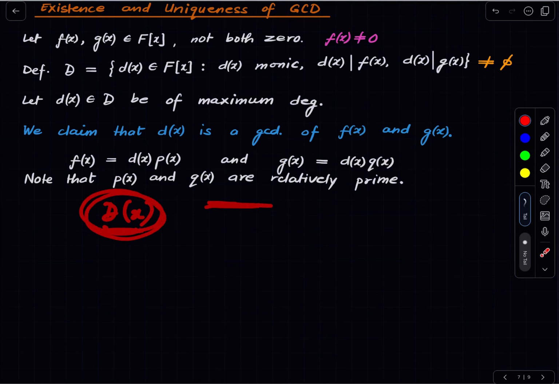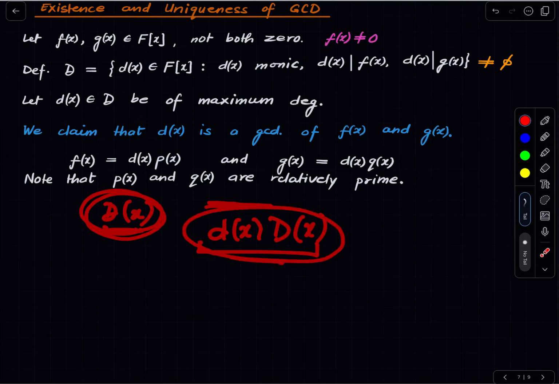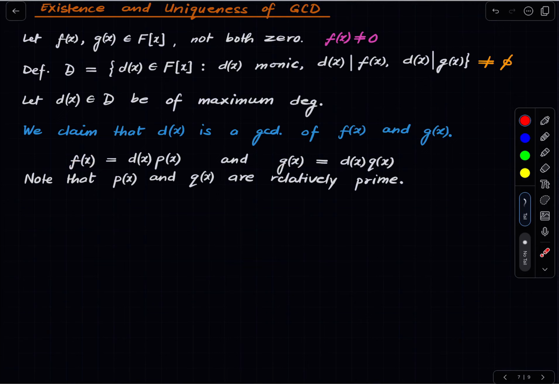You choose that as a monic polynomial, you will get that this is also monic, because the product of two monic polynomials is monic. And then we would have a monic polynomial of degree strictly greater than the degree of d(x) dividing both f(x) and g(x), and that is a contradiction to the choice of d(x). So let's be very clear about that reasoning. That is the reason why P(x) and Q(x) are relatively prime.